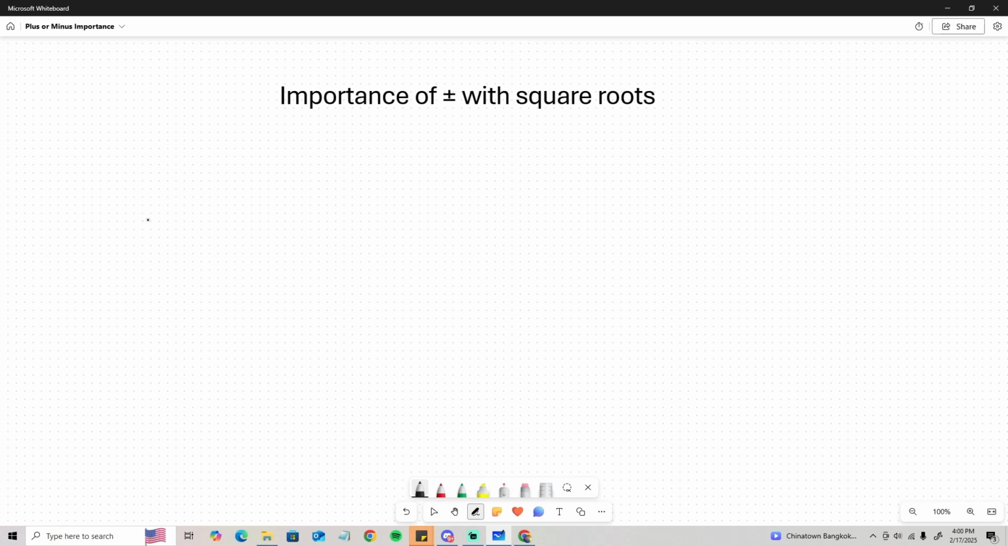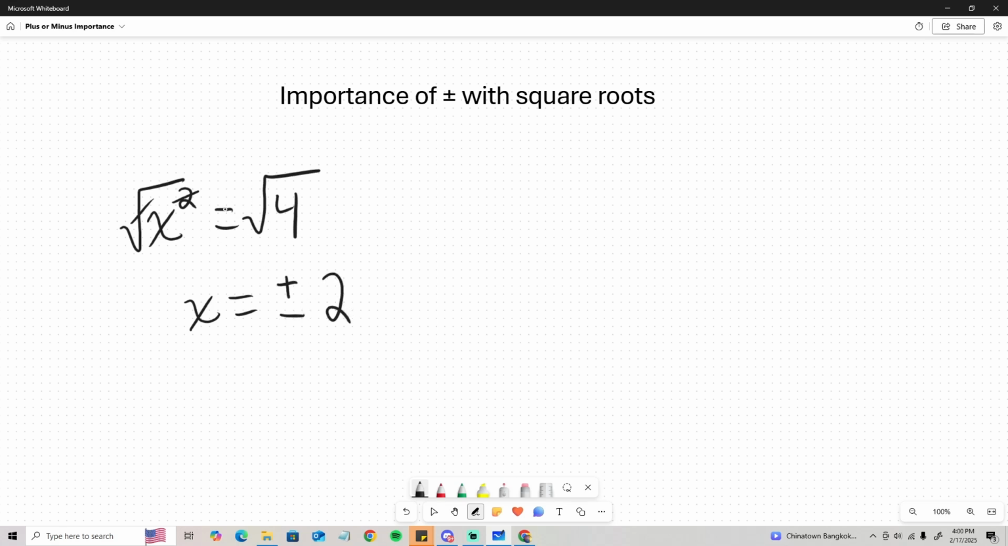So as a quick example, I'm going to give x squared equals 4. If I say solve for x, the simplest thing to do would just be square root both sides. The square and the square root cancel out. You have x equals plus or minus 2, right?